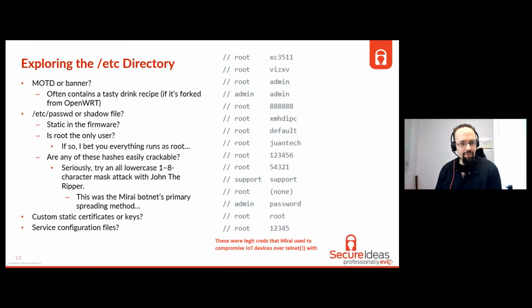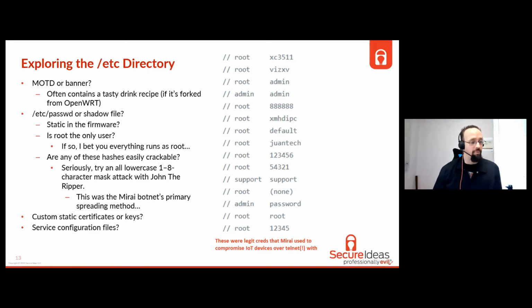Seriously, just try to do a mask attack with John the Ripper and just go characters 1 through 8, all characters run. You'd be surprised at how many times you will successfully crack an embedded systems root password that way. And I was trying to show this off, but that list on the right, if you guys recall a while back, there was the Mirai botnet that ended up launching a distributed denial of service attack that had over a terabit of traffic in the flood.